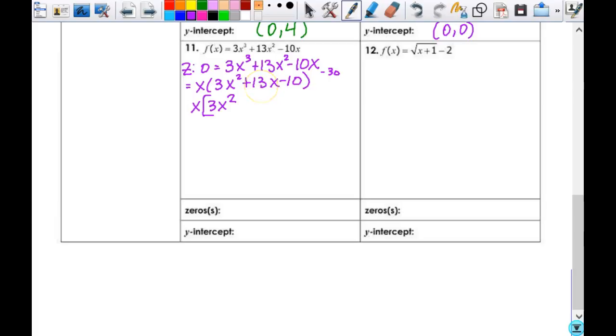So what are my two numbers I'm using? 2 and 15. And which one's negative? The 2. Okay, so I got 3x squared, a positive 15x, a negative 2x, and then minus 10, right? So this right here should always get me back to this and also multiply to give me this. So now I'm going to group these two together and just factor the GCF out of these things.